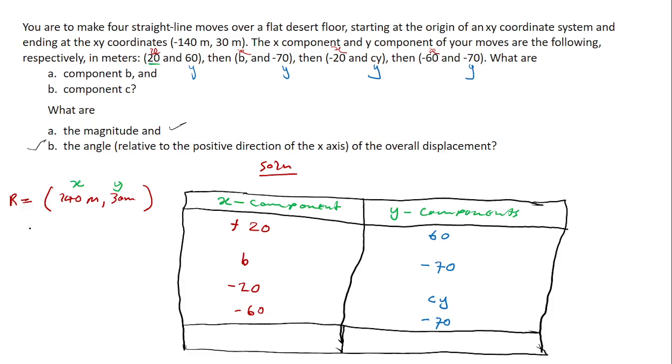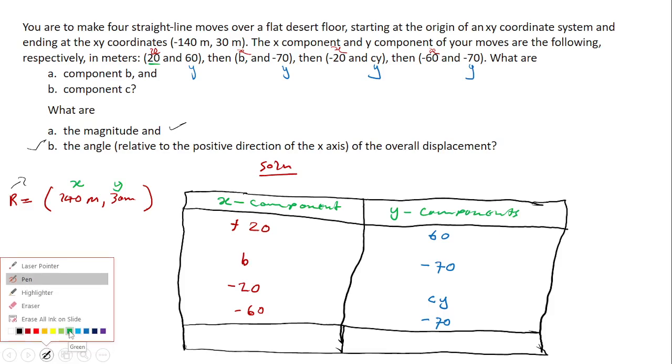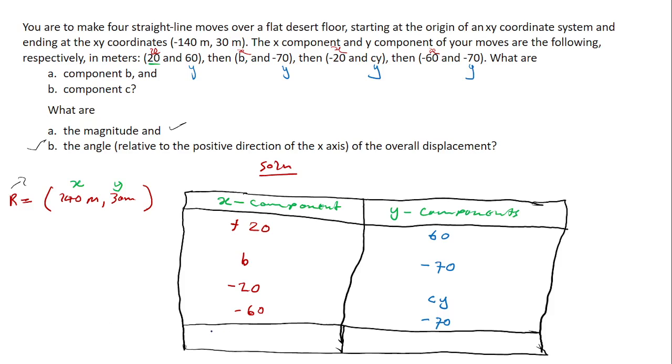These ones will be very easy for you to work out because you have the x component and y component of the resultant. Remember, this is the resultant which we have been given there. What you are going to do is add: 20 plus b minus 20. Automatically 20 and 20 have gone. So in this bracket you are going to have b minus 60. This is the x component, ladies and gentlemen.